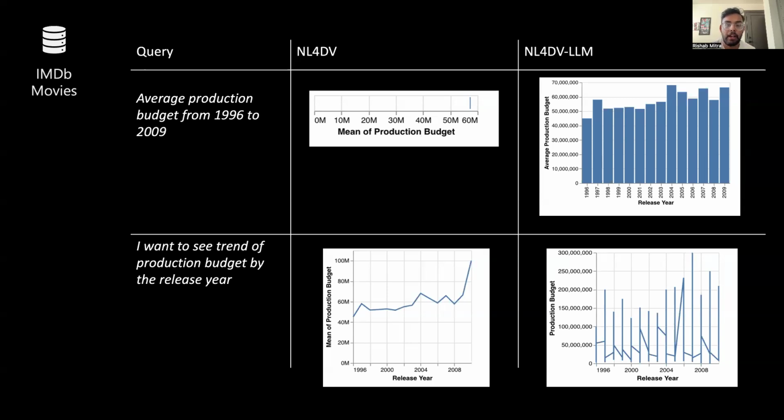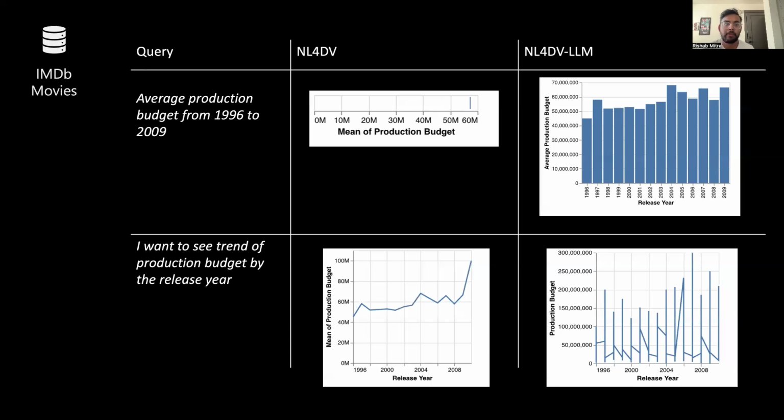Now, if we look at the bottom query here, NL4DV was able to infer the implied task of derived value of average. However, NL4DV LLM does not make that same inference, and instead only extracts one data point for each given year and creates a line chart from it. So a user might not be able to get their query intent from NL4DV LLMs compared to NL4DVs.